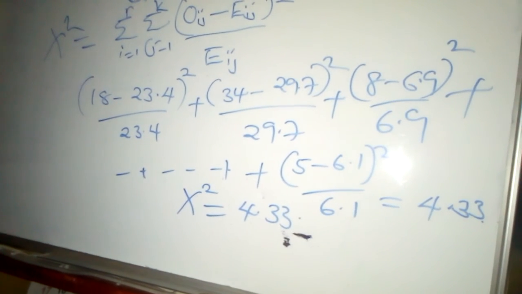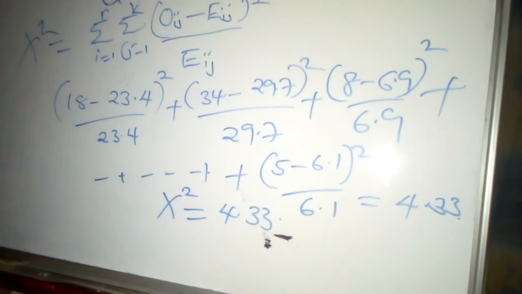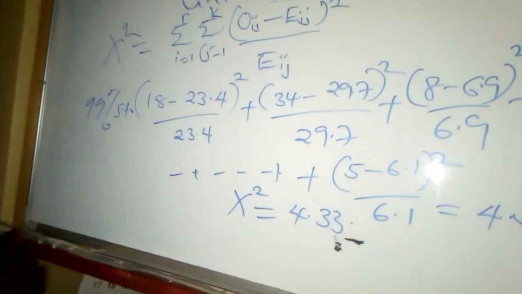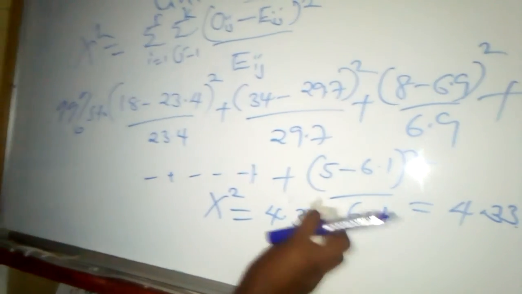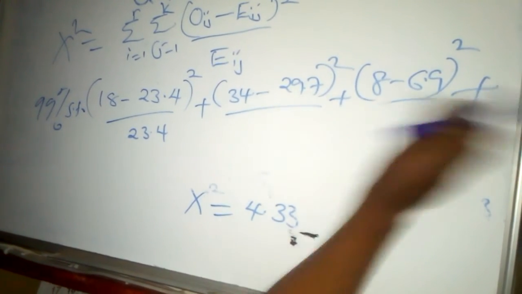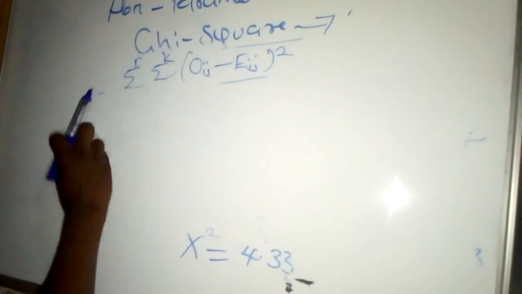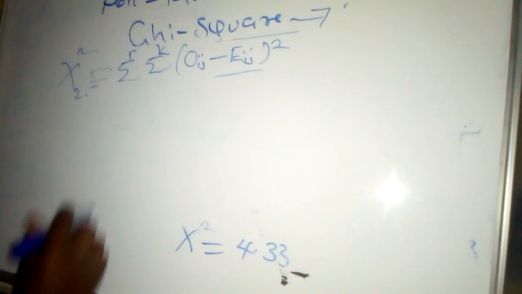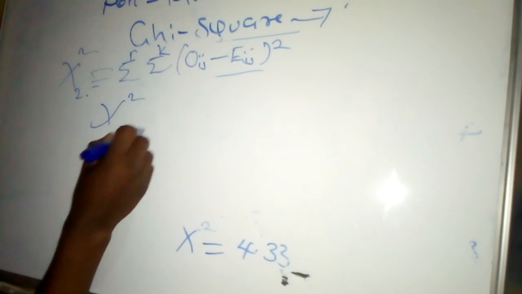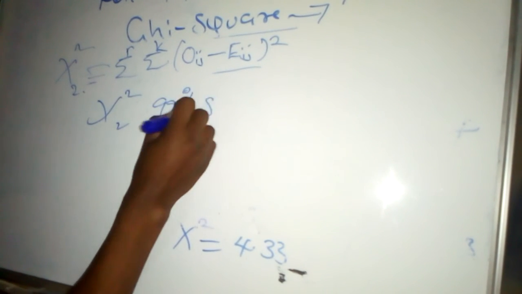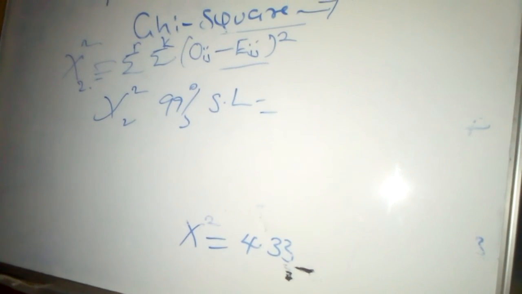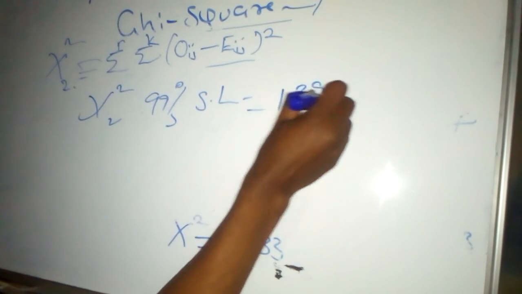Now I was trying to test my hypothesis at a 99% significance level. That is my level of significance, and when I check from my table, this is my chi-square, 2 degrees of freedom. So when I check from my table a chi-square of 2 degrees of freedom and 99% significance level, this should be given as 1.39, if I'm right.